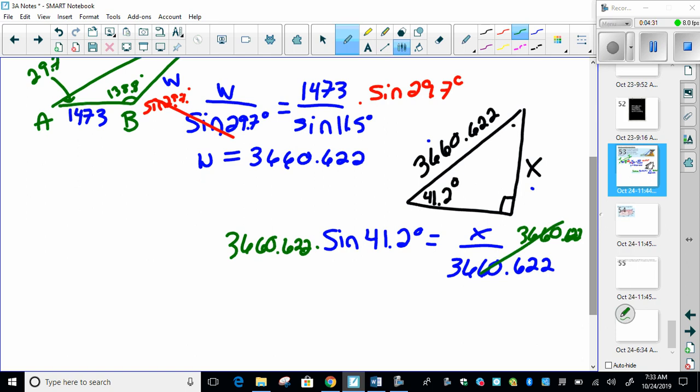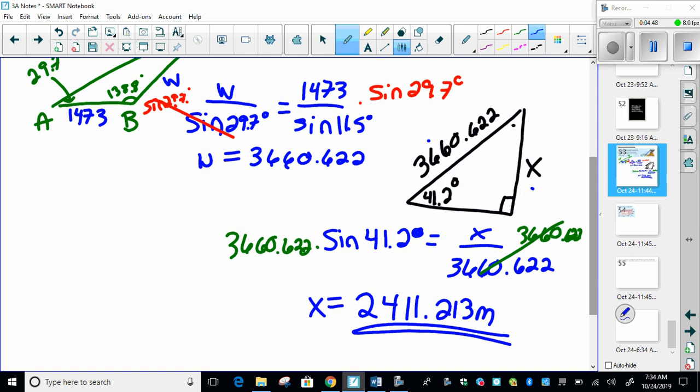Please make sure that your calculator is in degree form. Since you are typing in the sine of the angle that is in degrees, your mode must be in degrees. So when you type that into your calculator, you end up getting x equaling 2,411.213 meters.